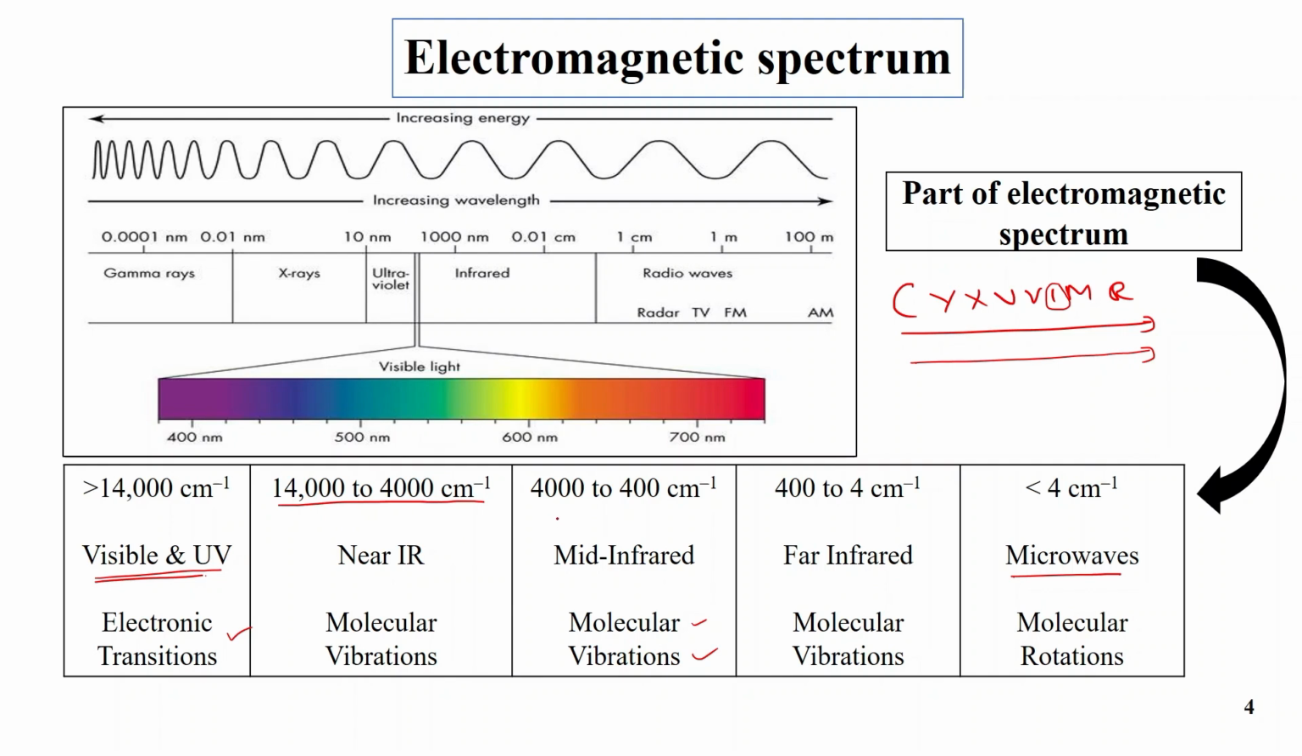That is to say, near IR lies between 14,000 to 4,000 centimeter inverse. The mid IR region lies between 4,000 to 400 centimeter inverse, whereas the far IR region lies between 400 to 4 centimeter inverse. Microwaves have a higher wavelength, that is, a wave number less than 4 centimeter inverse. Wave number is nothing but the number of waves per unit length, that is, in 1 centimeter how many waves it is covering.